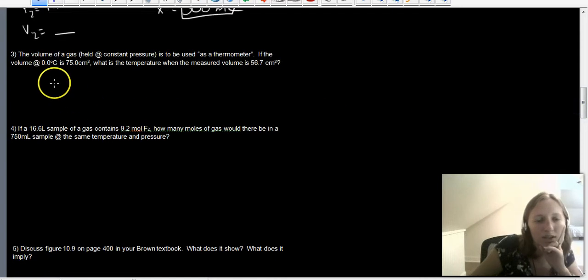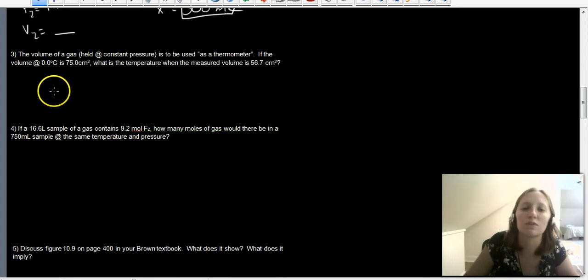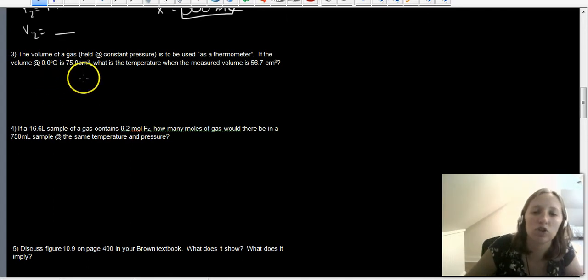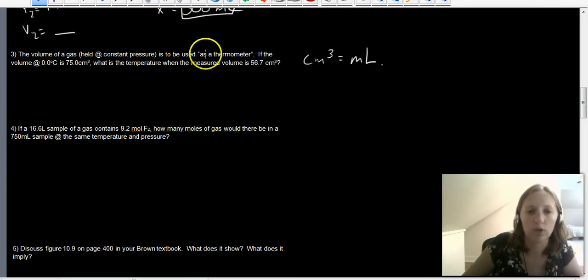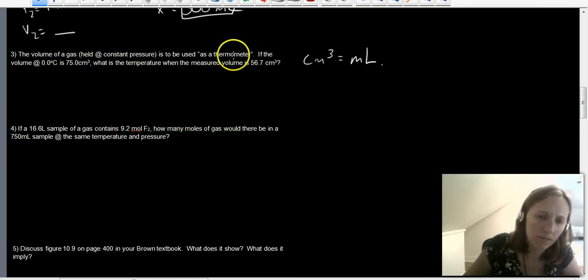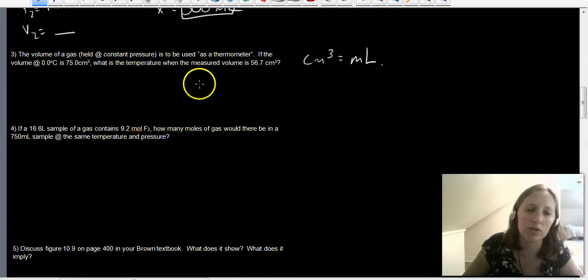The volume of a gas held at constant pressure is to be used as a thermometer. If the volume at 0 Celsius is 75 centimeters cubed, what is the temperature when the measured volume is 56.7 centimeters cubed? You need to remember that a centimeter cubed is the same thing as a milliliter. Otherwise, that unit might freak you out. So, as a thermometer, that means that the volume will be changing as the temperature is changing, and you could look at it, for example, and be like, whoa, dude, it's bigger, it's hot.